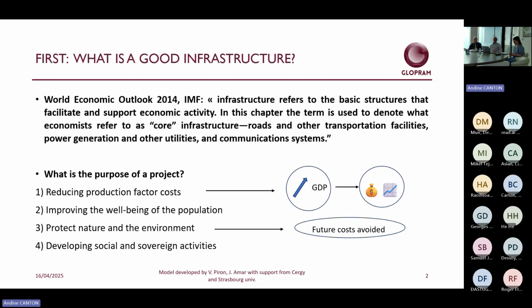Lastly, developing social and sovereign activities. This is necessary, but difficult at our level to evaluate. So we shall concentrate on the first point, reducing production factor costs, and the third one, protecting nature and environment, for future avoided costs.